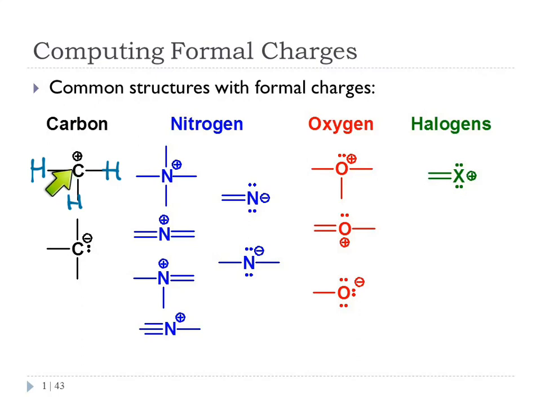Here we've got carbon. How many electrons does it own in the structure? It owns half of those bonds. Remember, each of those bonds is 2 electrons, and we're going to cut all the bonds down in half in the middle and share them. So it owns 3, right? But how many valence electrons does carbon have? 4. It has 4 valence electrons minus 3 electrons that it owns in this structure. That gives it a formal charge of +1.